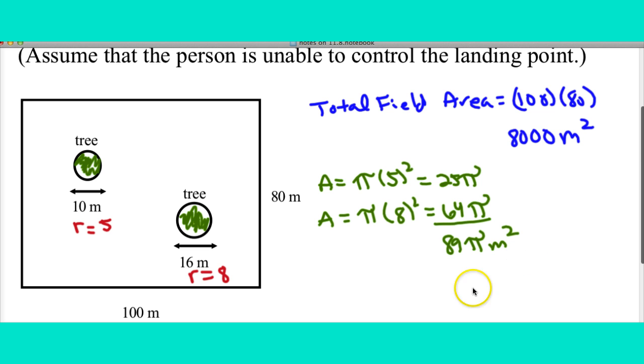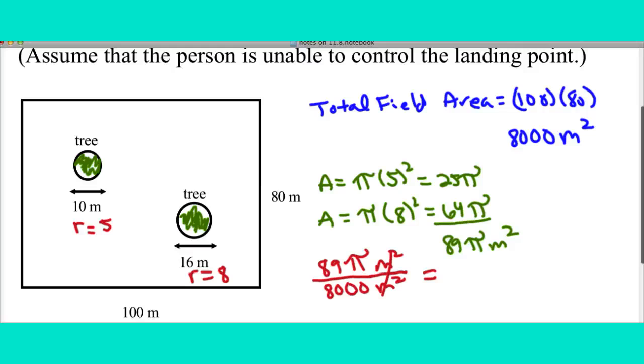So to figure out the probability of the parachutist landing on one of these trees, we need to take the area of interest, or in this case the area that they're trying to avoid, 89 pi, and divide it by our total area, which was 8,000. And these are both in square meters. It's important that the units are the same. Our units cancel, and then if we actually want to get a decimal approximation for this, we take 89 pi and divide it by 8,000.